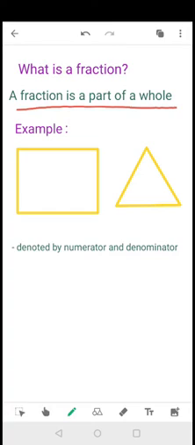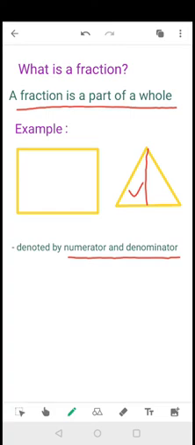Let us understand this with an example. Can you see the figure of a triangle? This is one full triangle, that is whole triangle. When I divide this triangle into equal parts, it can be more than one or two equal parts. A part of the whole is called fraction.